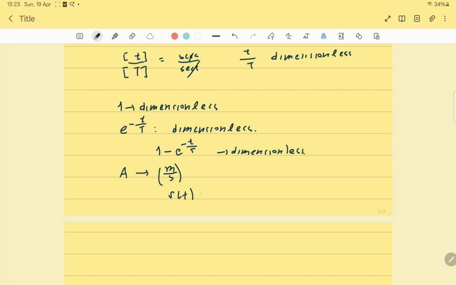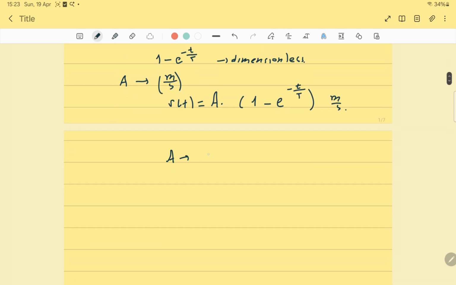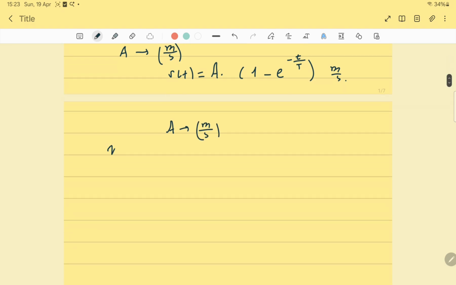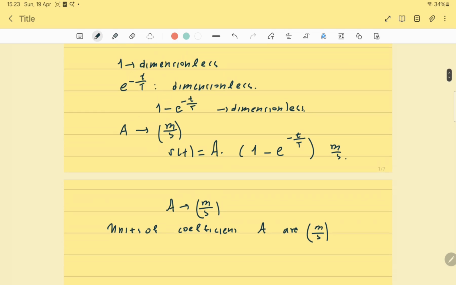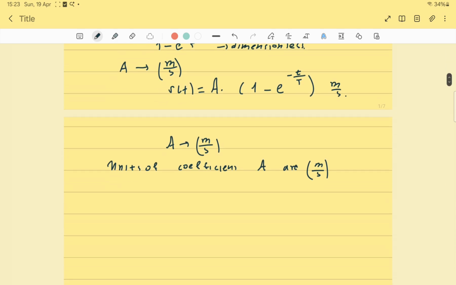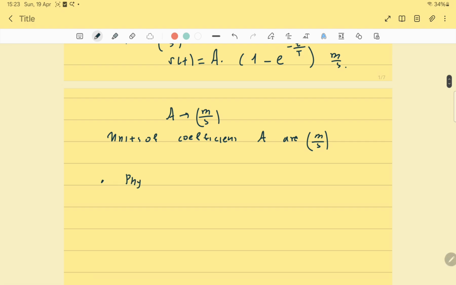So when you have v of t equals A times 1 minus e to the minus small t over capital T in meter per second, A is going to have units meter per second. So the units of the coefficient A are meters per second. Now we check what is the physical meaning.